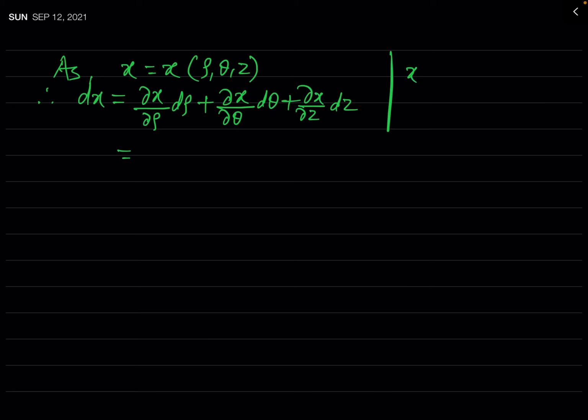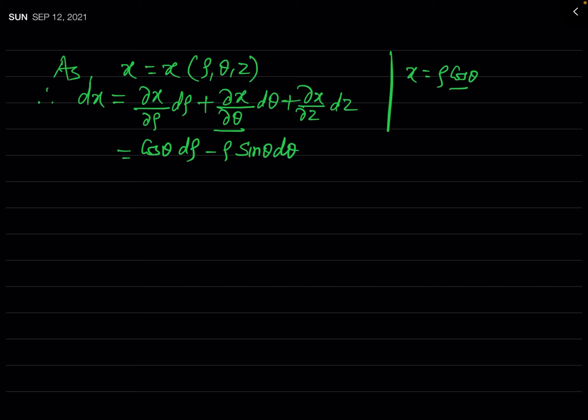You can see x is equal to rho cos theta. So from here, del x by del rho will be simply equal to cos theta, so this is cos theta d rho. And del x by del theta, in this condition we will treat rho as a constant, and the derivative of cos theta is minus sin theta. So this will be minus rho sin theta d theta.